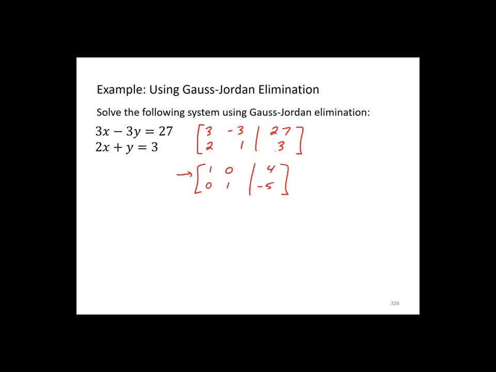That last column is my solution because I have 1s in the main diagonal, 0s everywhere else. So this corresponds to a solution of x equals 4, y equals -5, or the ordered pair (4, -5).